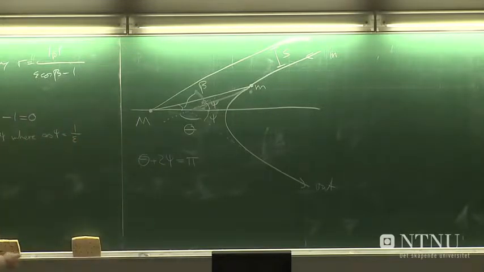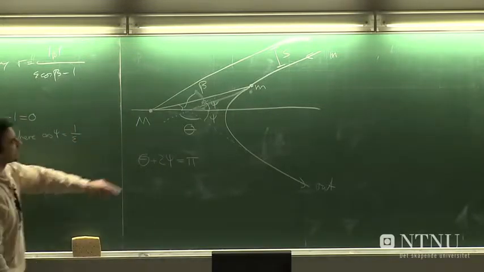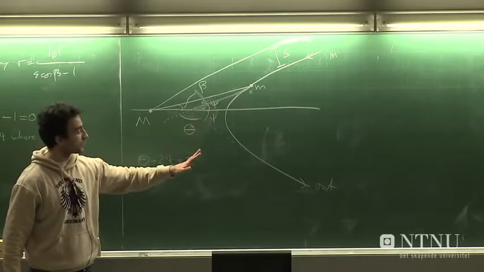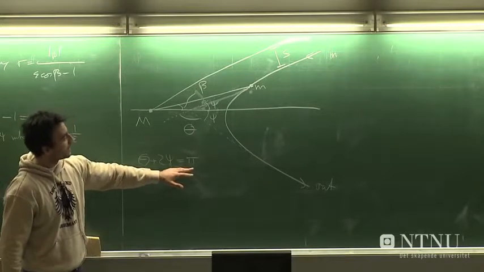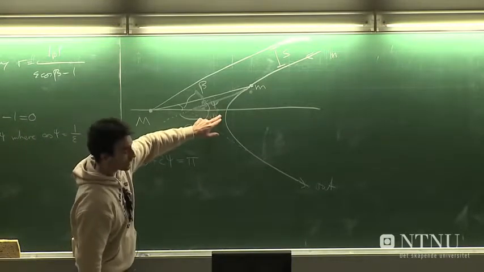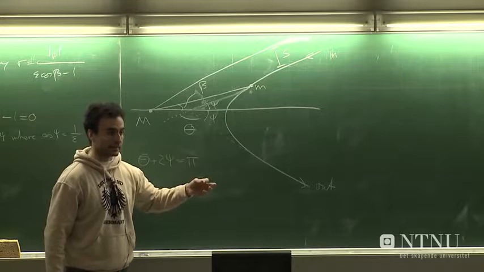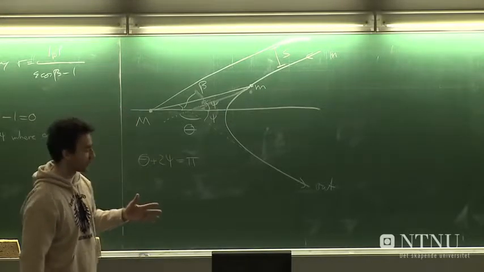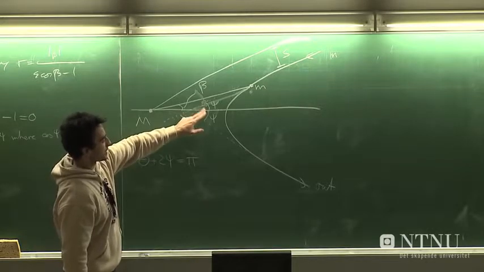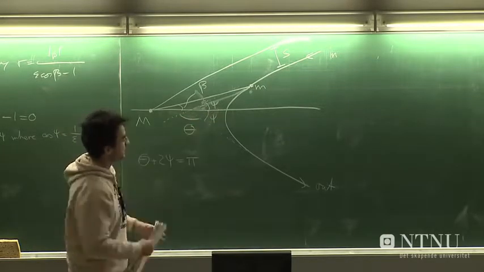And just like before, the scattering angle plus 2 psi, designating the two asymptotes, is equal to pi. And note that in the way we have defined psi, just as in the initial example we considered for the differential scattering cross-section, psi is measured here relative to the perihelion. This is the perihelion.